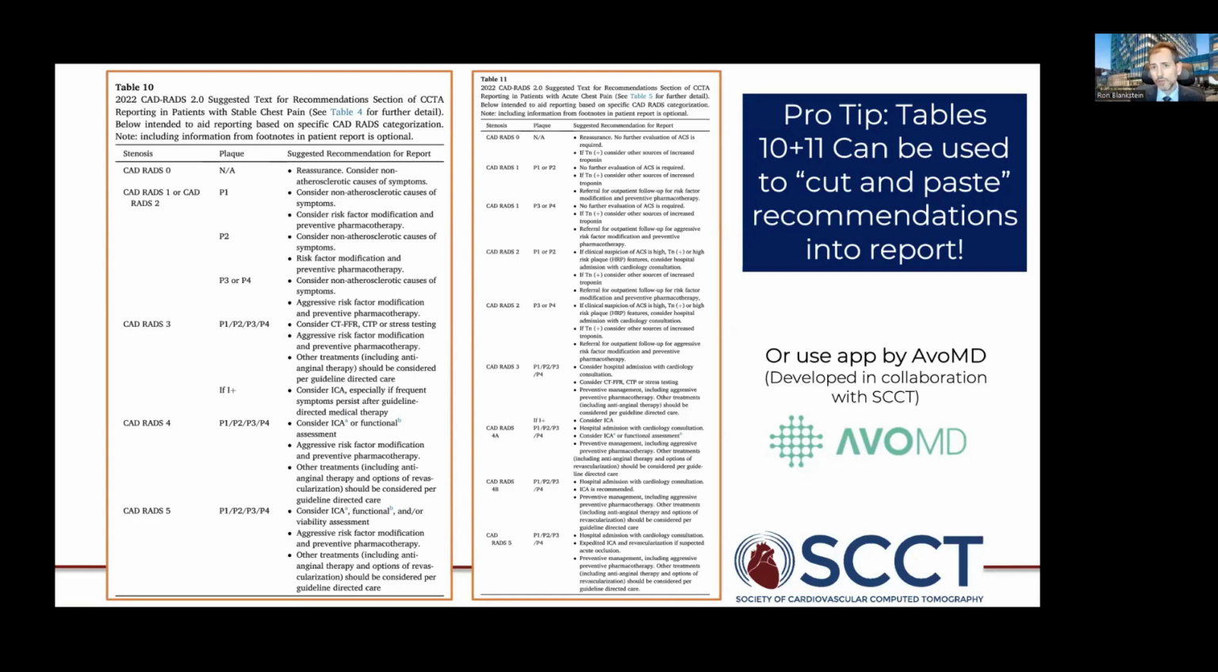And the reason why we created these tables is that all of us as imagers can copy and paste the recommendations from tables 10 and 11 right into the report. It's actually hard to do from tables 4 and 5 because it gives a lot of permutations based on the amount of plaque. But if you look at 10 and 11, it really has all the permutations of CAD-RADS and the stenosis score and the P score. And then you can see what are the actionable recommendations to put in the report. So if you wanted to cut and paste recommendations into your report, this is a good table to look at.